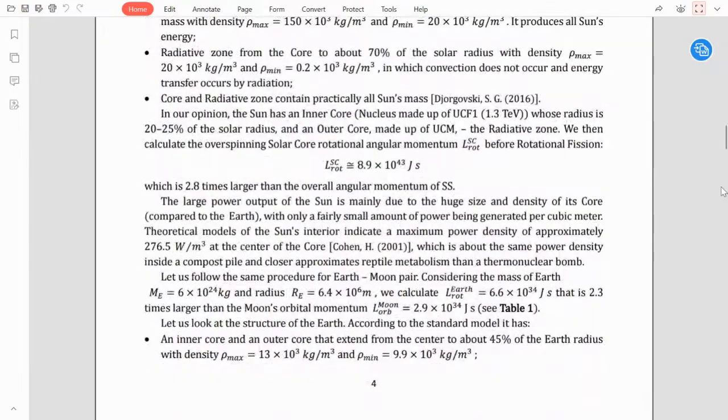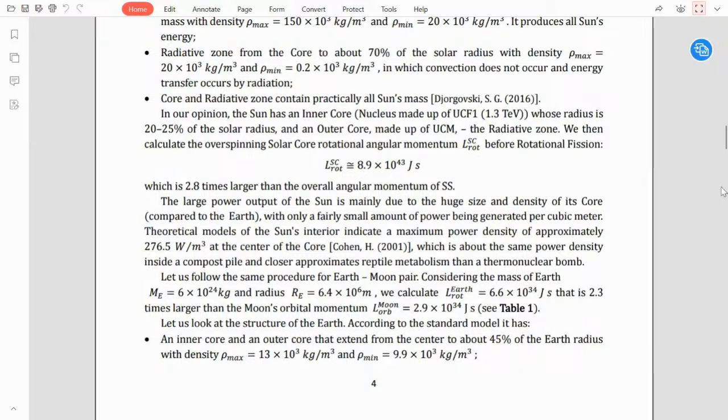In our opinion, the Sun has an inner core, a nucleus, made up of UCF1 with rest energy 1.3 teraelectron volts, whose radius is 20-25% of the solar radius, and an outer core made up of UCM, the radiative zone. We then calculate the overspinning solar core rotational angular momentum before rotational fission and find that it is 2.8 times larger than the overall angular momentum of the solar system.